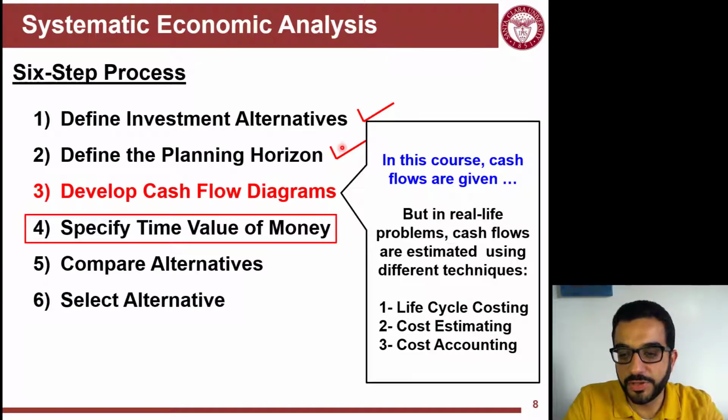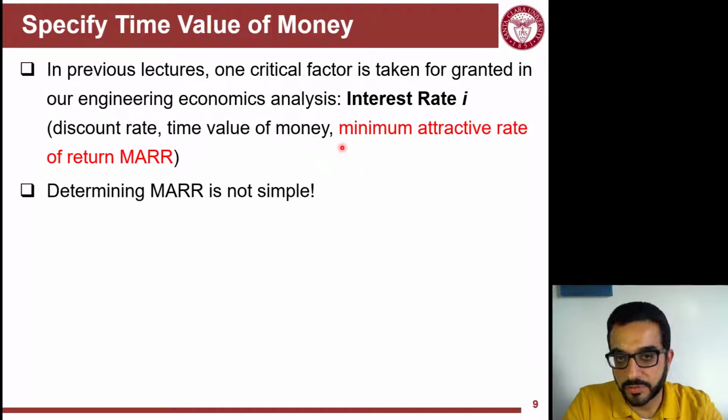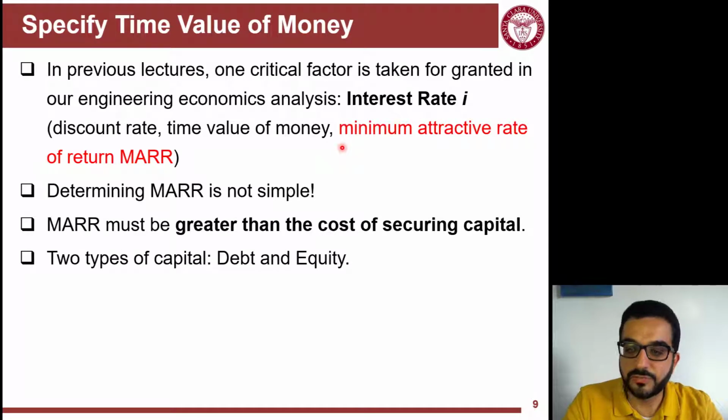The next would be specifying the time value of money. So we discussed and explained the meaning of time value of money, but how do we really find the value for the time value of money and how we set it up? We used to call it I, but it's really the minimum attractive rate of return, MARR. This is really the meaning of time value of money. And it's not simple to figure out MARR because it represents different ways of securing the capital you're using in this project. So MARR should be greater than the cost of securing this capital.